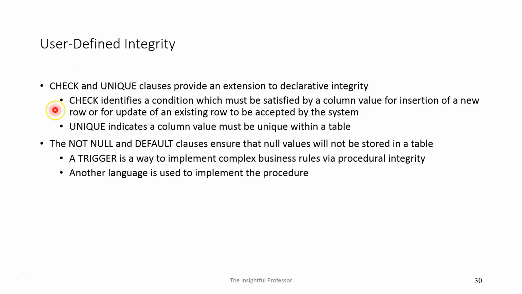So the check constraint allows us to specify some kind of a condition that must be satisfied when you insert a row or when you update a row. If the condition fails to be satisfied when you're trying to insert a new row or update an existing row, the insert or the update will be rejected by the system. That operation fails. Unique allows us to add an additional constraint. We say, well, wait a minute, didn't the primary key already address uniqueness? Well, yes, it does, because that's a requirement of a primary key.